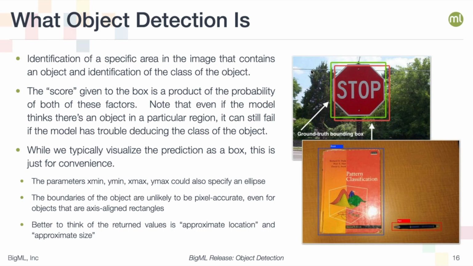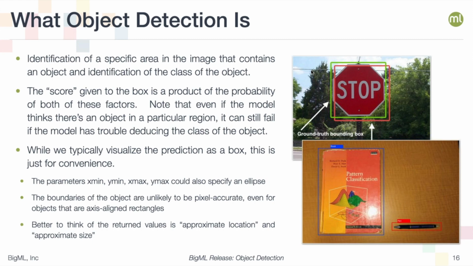So even if the model thinks there's an object there in a particular region, it may not give that object a high score because it doesn't know what it is. So these object detectors are specifically designed to detect some finite number of things, not anything that could be in a box, but some strictly discrete set of classes.